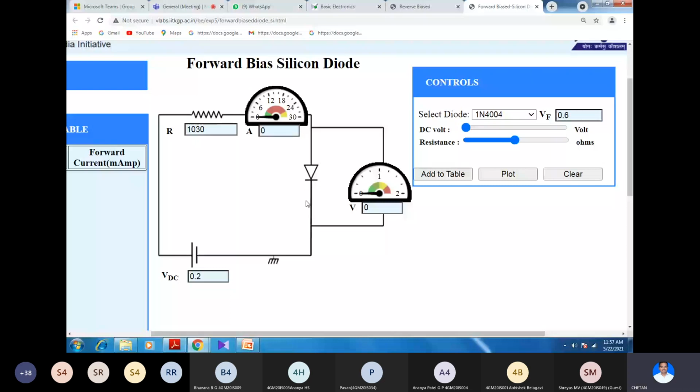Now if I slightly increase the voltage, I can see the voltage is around 0.5. Still there is no current flowing through the circuit, and the voltage drop is also 0. This is happening because for this diode, IN4004, the knee voltage or threshold voltage is around 0.6, and the voltage that you have applied is only 0.5. Therefore no current will flow. When you slightly increase this voltage beyond the threshold voltage, for example this one, right?